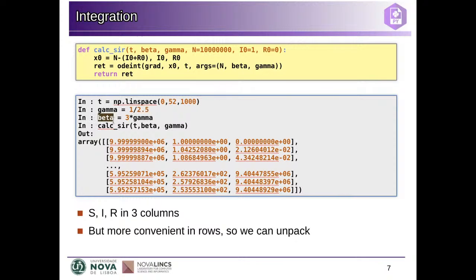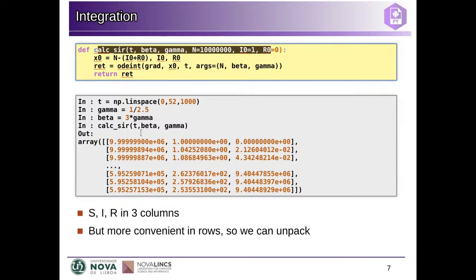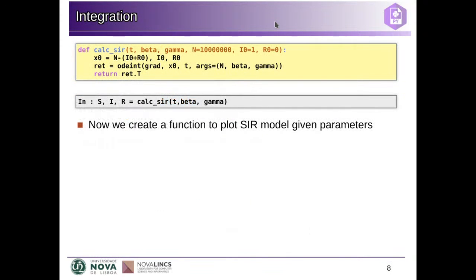And beta, so beta divided by gamma is the reproductive number. It's the average number of people each infected person will infect. So if we use 3 times gamma, then we are considering that the R0, the basic reproductive number for this disease, is 3. So these are the parameters. Of course, we can change the parameters. Now we call our function to compute. We get the matrix with the integral, and now we can do the plot.